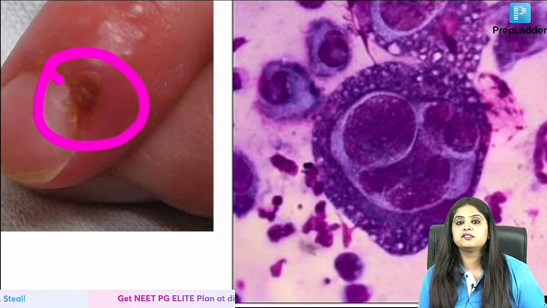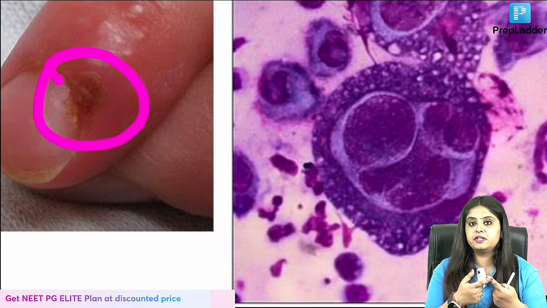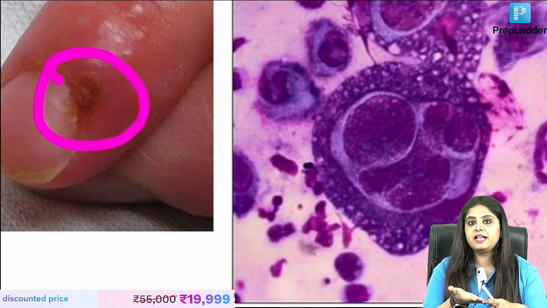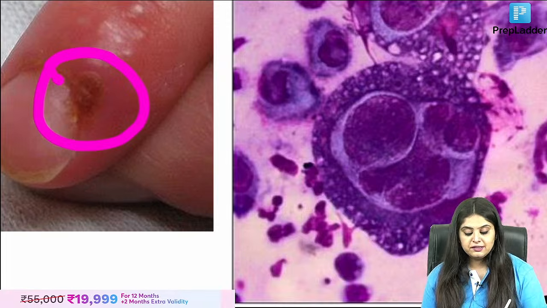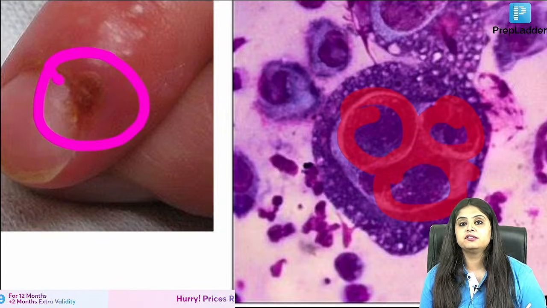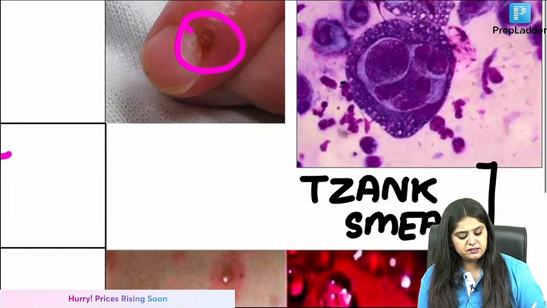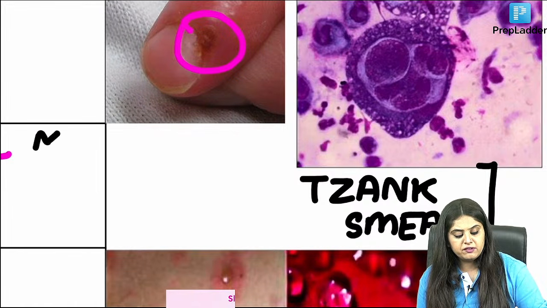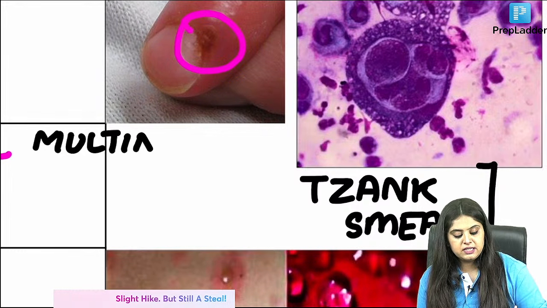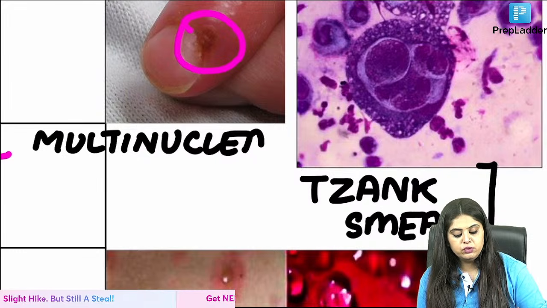What did you see in Zank smear? Ma'am, let's assume there's a lesion on the finger. You took a smear and you made a slide. What is that known as? Zank smear. Zank smear shows you one cell or multiple cells. Multiple cells. I'll have to write very small, tiny, because I don't have space. What is it known as? It is known as multinucleation. Number 1.